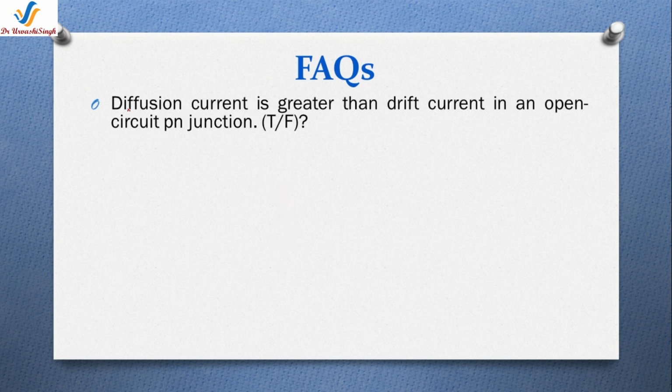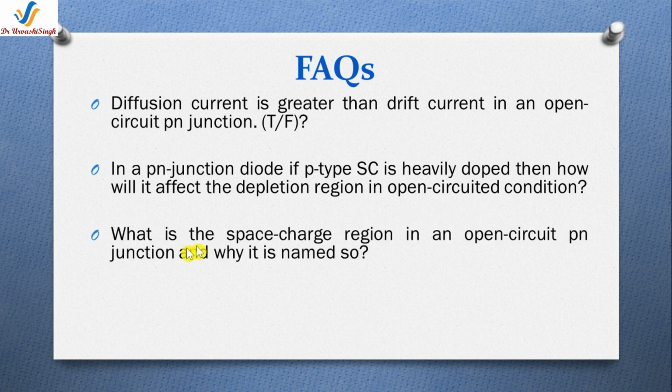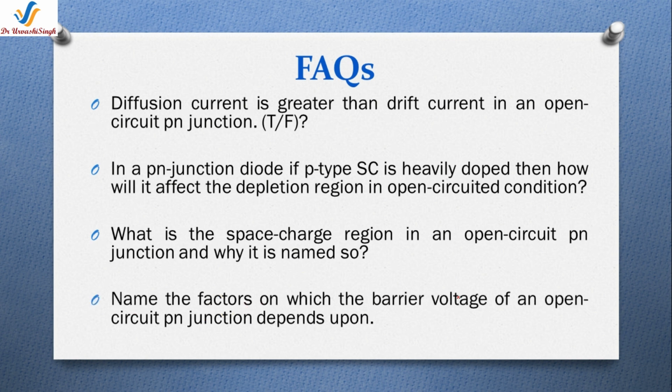The first one is, diffusion current is greater than drift current in an open circuit PN junction. Is it true or false? Next one, in a PN junction diode, if the p-type semiconductor is heavily doped, then how will it affect the depletion region in open circuited condition? The next, what is the space charge region in an open circuit PN junction and why is it named so? And the last one is, name the factors on which the barrier voltage of an open circuit PN junction depends. So these factors are the carrier concentration and the temperature.